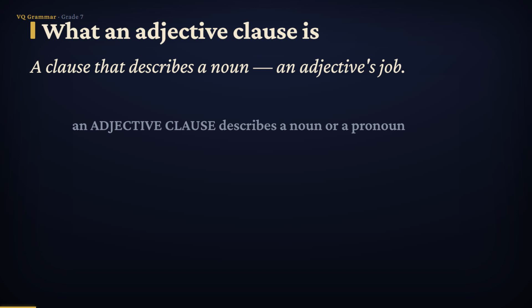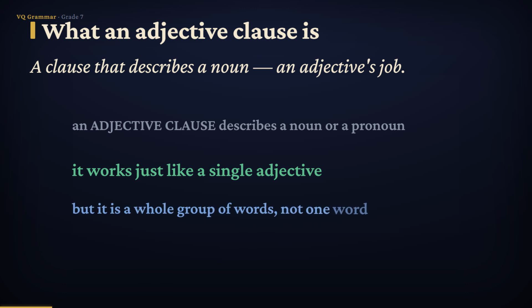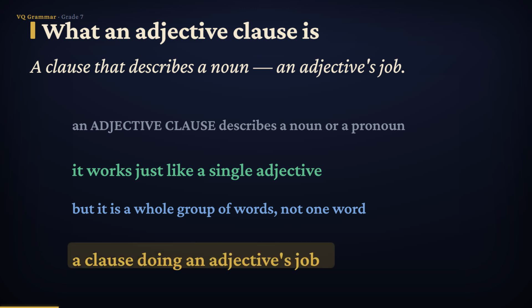An adjective clause is a group of words that describes a noun or a pronoun. Here's the key idea. It works just like a single adjective. Think of a plain adjective, such as tall. Now imagine a whole group of words doing that very same describing job. That's an adjective clause, a clause doing an adjective's job, coloring in a noun with extra detail.